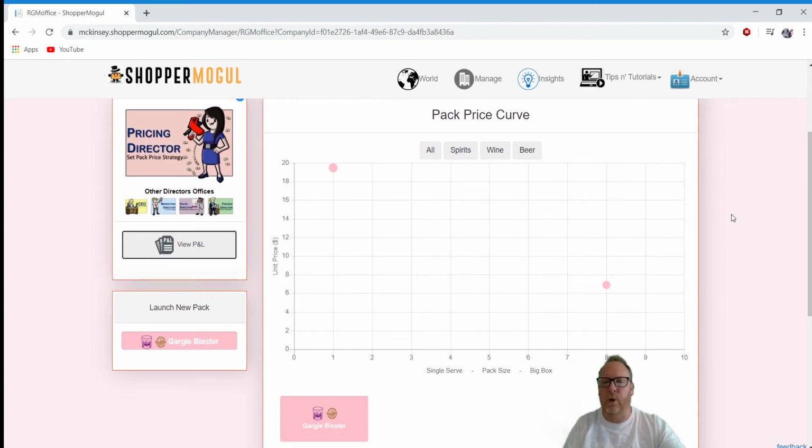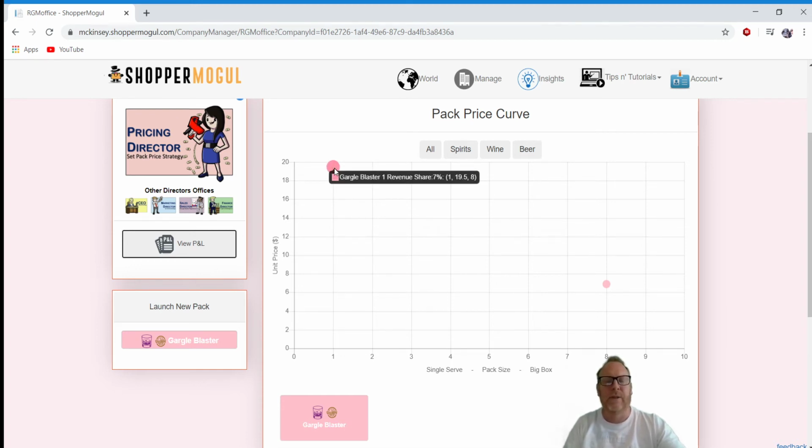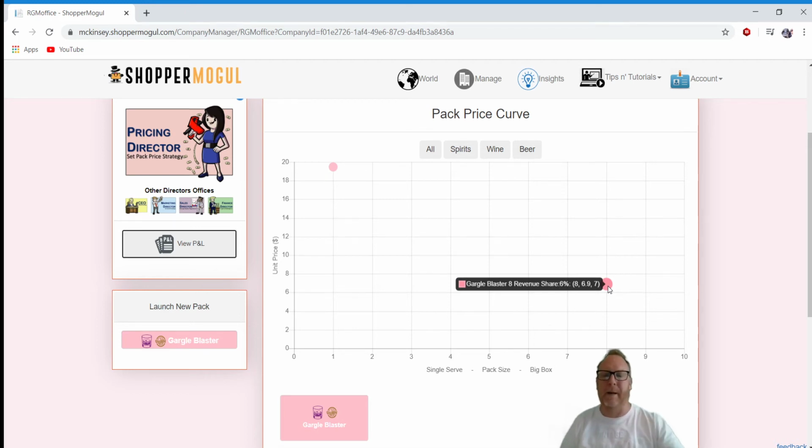So what else do we have here? We have this handy little chart in the middle of the page, which shows the portfolio of packs that we currently have in the market. Each of these bubbles represents one pack that you're responsible for doing the pricing for. Now, this company has one brand in the market. It's managing a brand called Gargle Blaster. And Gargle Blaster is being sold in a 1-pack, so that's like a single serving offering, as well as in an 8-pack. So that's more like a big box multi-pack that you might buy from a supermarket to take home.